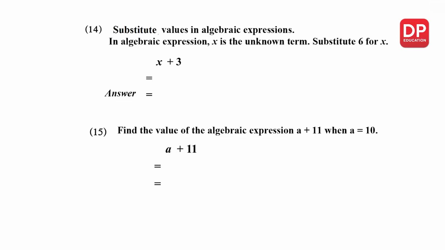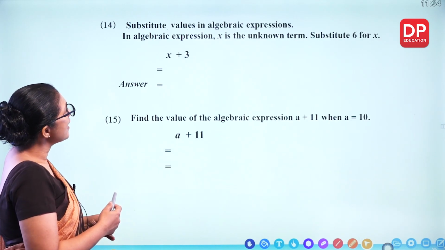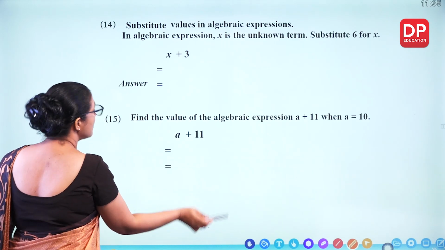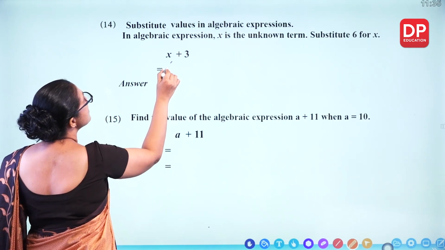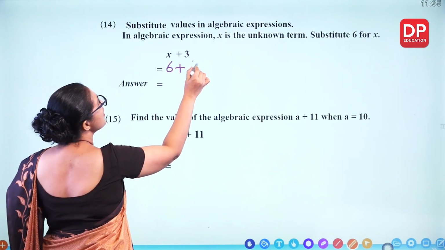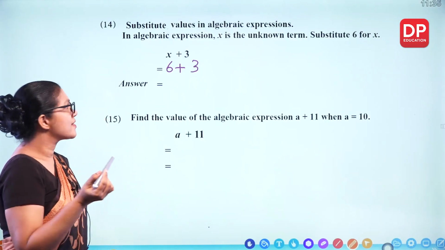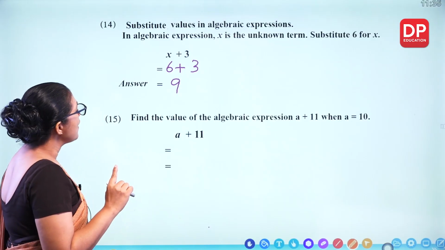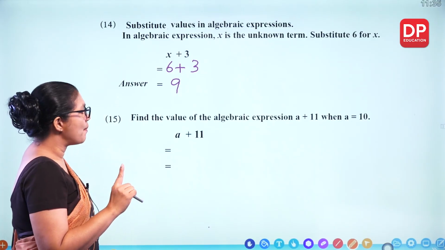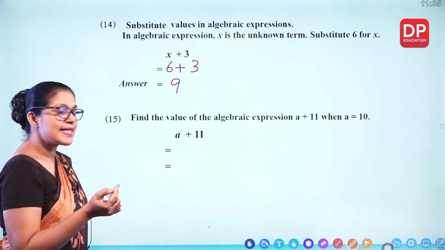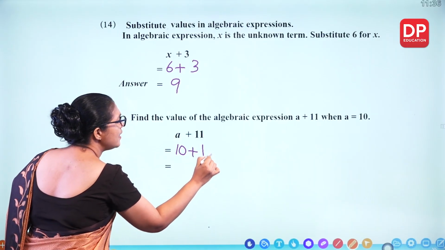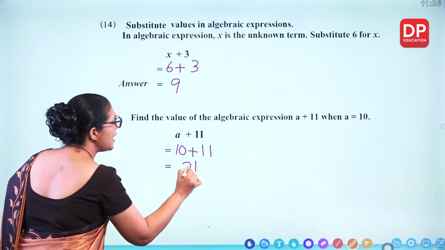Now we'll look at substituting values in algebraic expressions. In an algebraic expression, X is the unknown term. Substitute 6 for X, 6 plus 3. X is 6. 6 plus 3, you get 9. Find the value of the algebraic expression A plus 11 when A equals 10. Substitute A equals 10. 10 plus 11, you get 21.